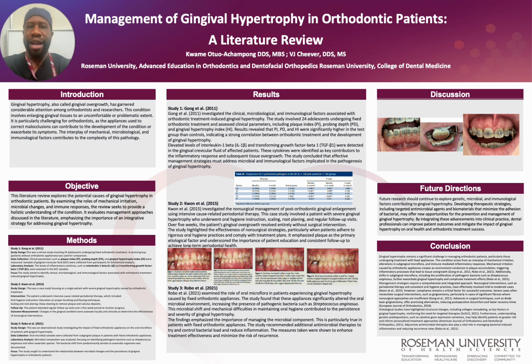Histological studies have highlighted structural changes, including collagen remodeling, as key factors in gingival hypertrophy, reinforcing the need for targeted therapies. Furthermore, understanding genetic predispositions such as cytokine gene expression variations may help identify patients at greater risk and inform personalized treatment approaches. Adjunctive antimicrobial therapies also play a vital role in managing bacteria-induced inflammation and reducing recurrence rates.